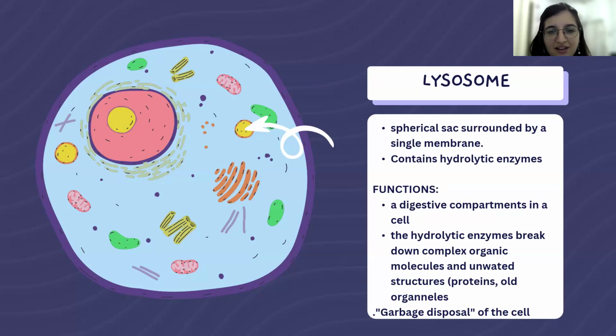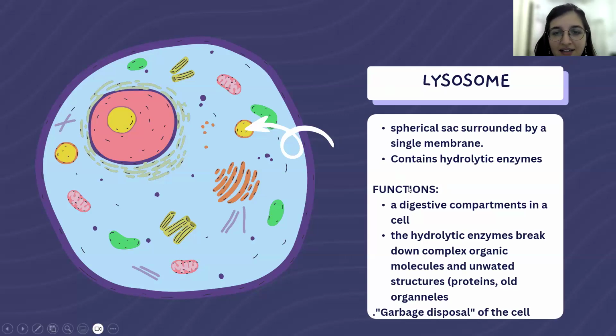So it keeps the cell clean from waste products or unwanted structures, because these organelles also can become unwanted in the cell sometimes if they stop performing their functions, or if they break down and are just waste lying around in the cell. So the lysosome is what keeps the cell clean, removes any unwanted structures.